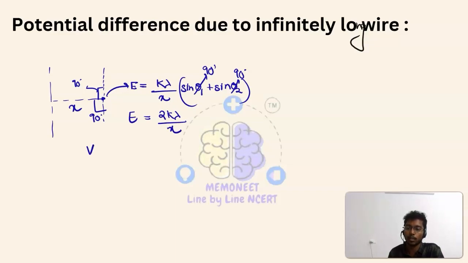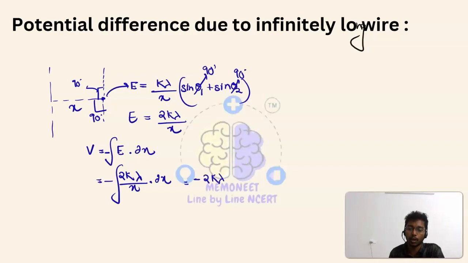So for the potential, V is equal to minus the integration of E dot dx, so this will be minus the integration of 2k lambda upon x dx. The integration of 1 upon x is ln x, so V equals minus 2k lambda ln x.